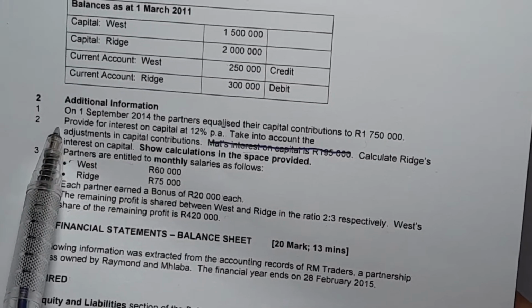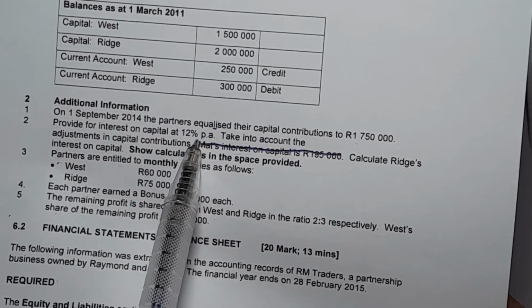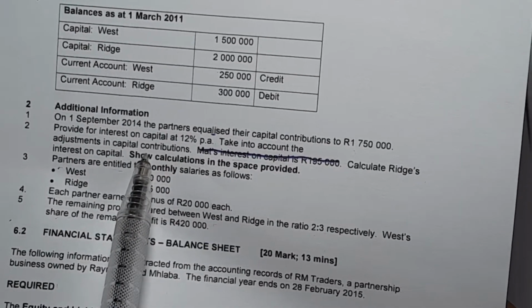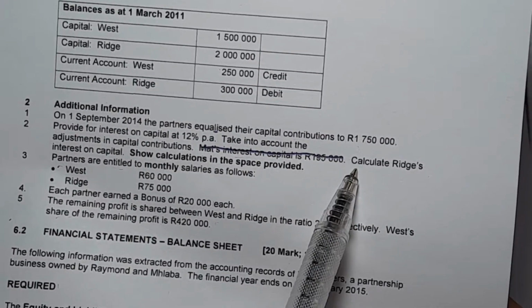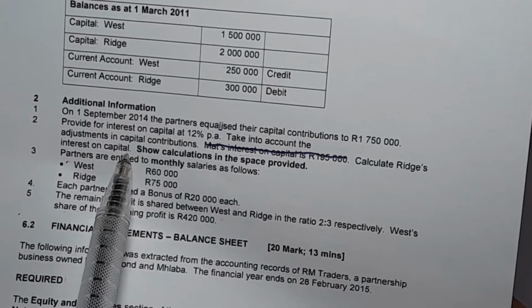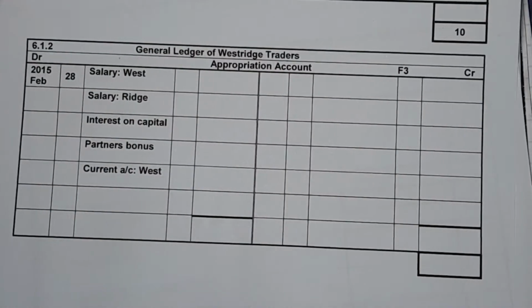So for those 6 months, they equalized their capital contributions to 1,750,000. So let's do the first one: provide for interest on the capital at 12% per annum. Now we have to take into account the adjustments for the capital contributions. We have to calculate Regis's interest on capital, but we now have to calculate both of them, both West and Reach. Let's take a look at how we would calculate that.